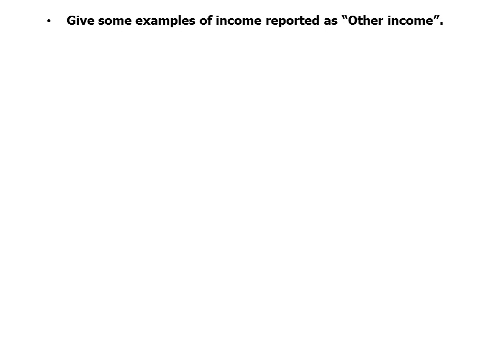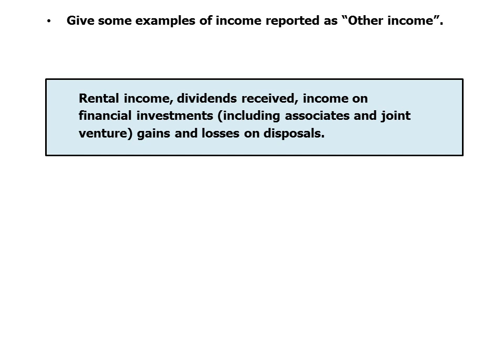Give some examples of income reported as other income. And you could have come up with rental income, dividends received, income on financial investments, which could include associates and joint ventures, and gains and losses on disposals.